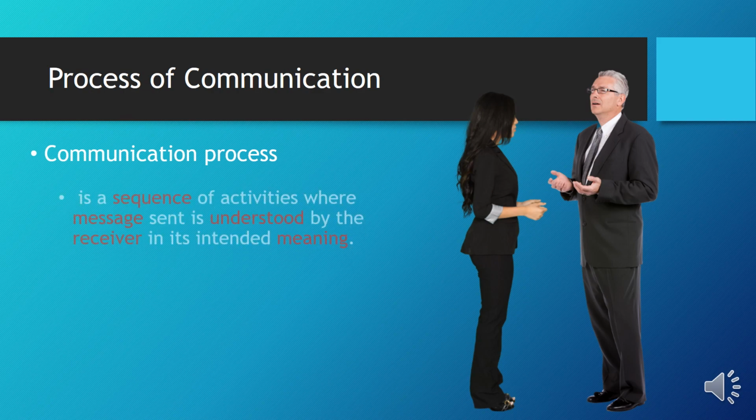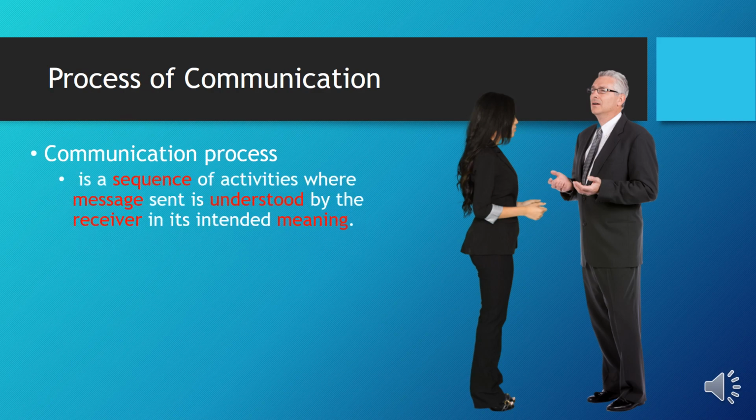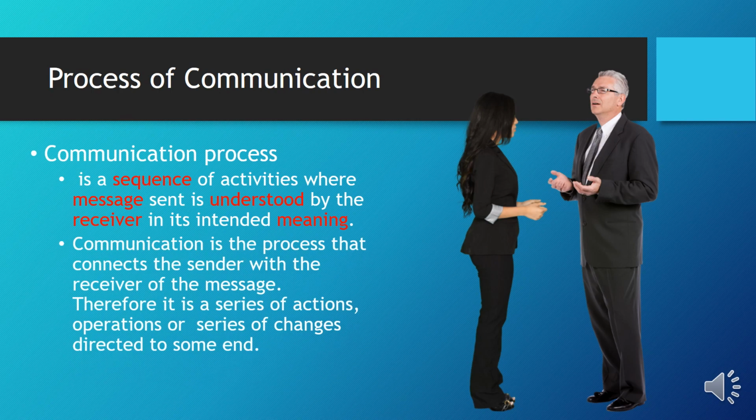So the process of communication basically is a sequence of activities where a message is sent and understood by the receiver in its intended meaning. All right? Communication also is the process that connects the sender with the receiver of the message. Therefore, it is a series of actions, operations, or a series of changes directed to some end. So, by learning the process of communication, we would be able to know how communication works.